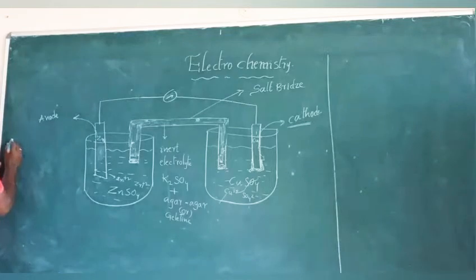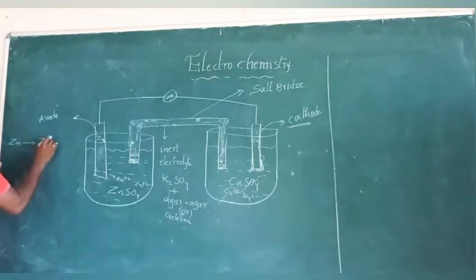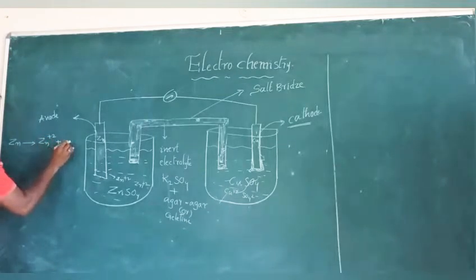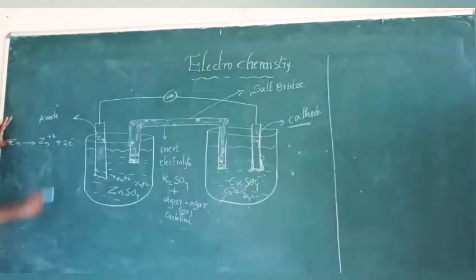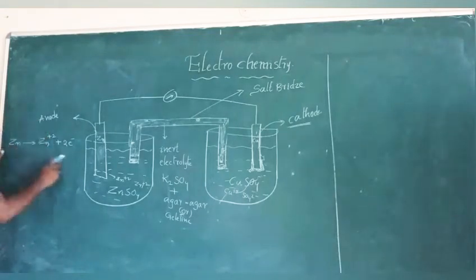For example, take zinc here. This zinc is losing electrons and forms Zn2+ plus 2 electrons. This is called oxidation. At the anode, always oxidation takes place.